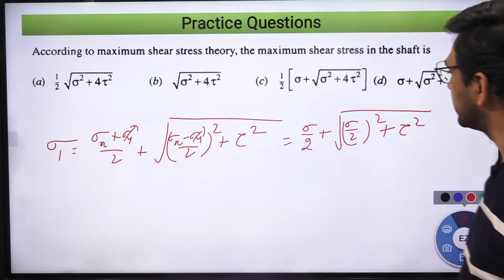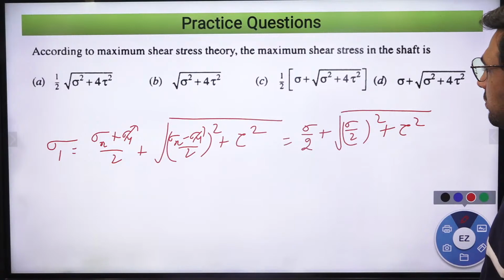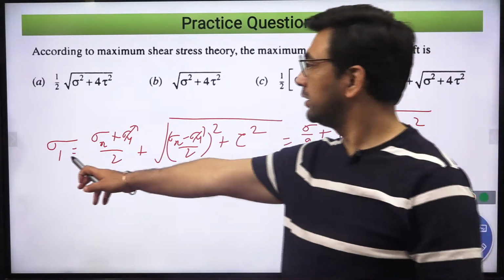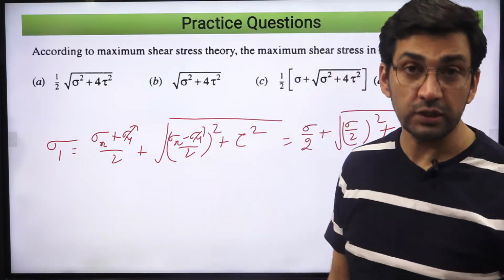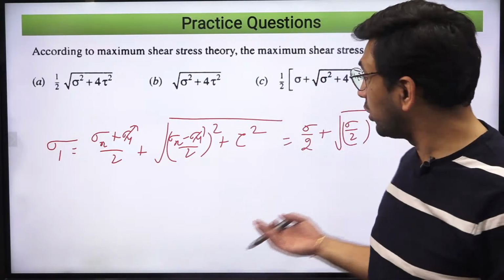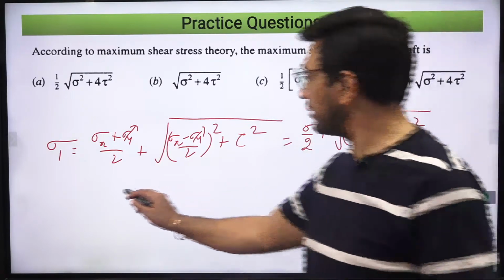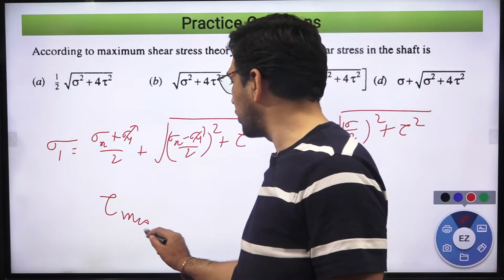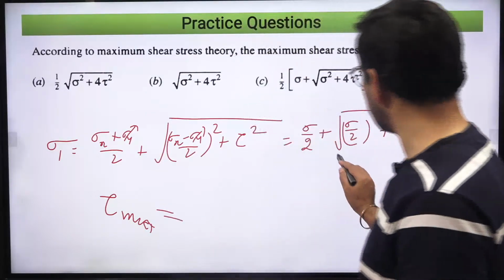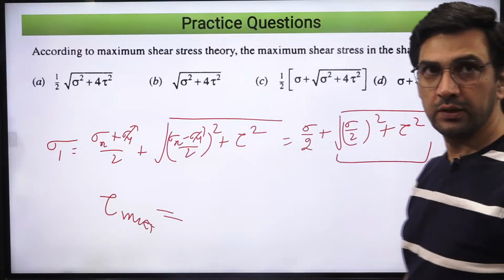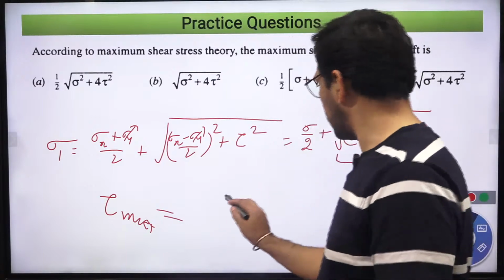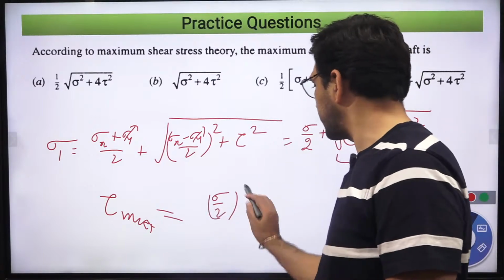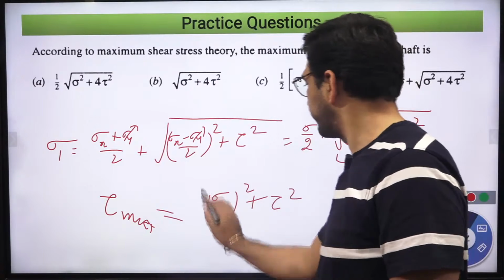This is how the situation is. So this is for the normal stress, that is the principal stress. And on a similar line, if I have to write the maximum value of the shear stress in this complex loading case, then the maximum value of the shear stress is this term only. This term means (sigma by 2) square plus tau square.